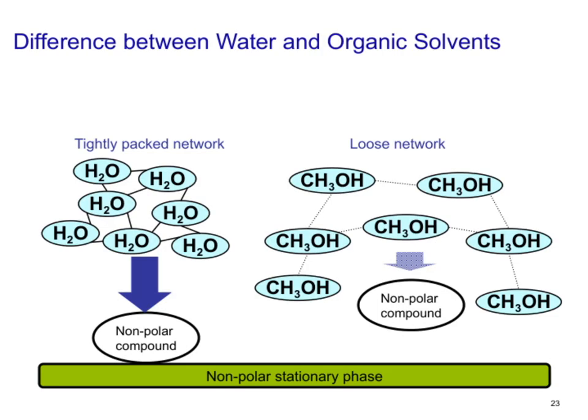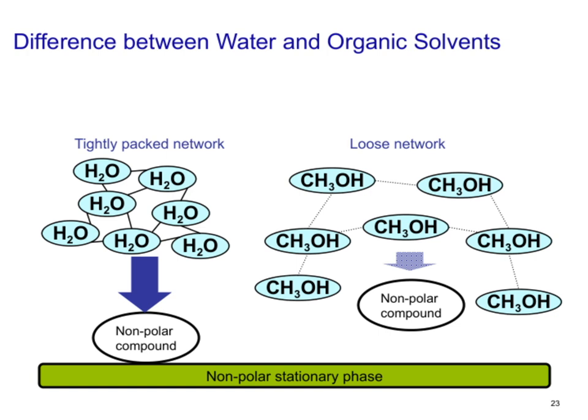Let's take a closer look at the differences between water and organic solvents, as illustrated here. On this slide, you can see the molecular structures of methanol, or CH3OH. You'll notice that methanol has a small, polar molecule structure. When we consider how it interacts with different stationary phases, it forms a loose network with a nonpolar stationary phase. This means that methanol doesn't strongly interact with nonpolar phases, so it moves more freely during chromatography. In contrast, water, which is also shown here, tends to form a tightly packed network through hydrogen bonding.